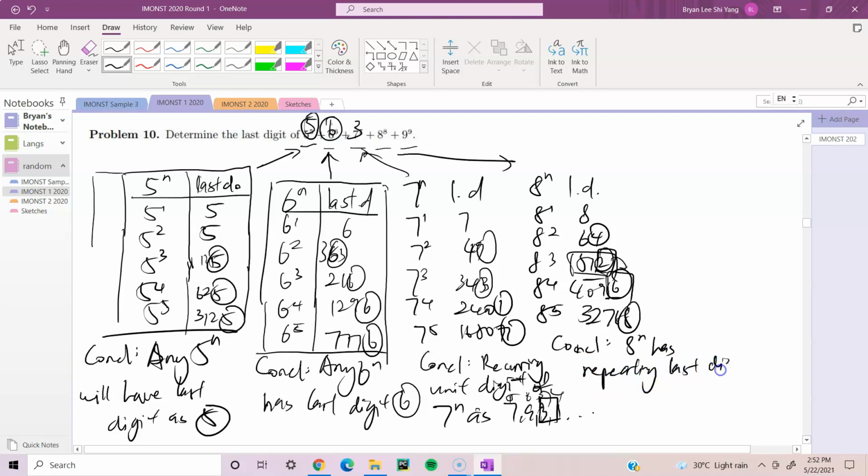So the conclusion we can derive from this is that the powers of 8 have repeating last digits in a cycle of 8, 4, 2, 6. So we need to check: 8 to the power of 1, 2, 3, 4, 5, 6, 7, 8. So 8 to the power of 8 will have a last digit of 6.